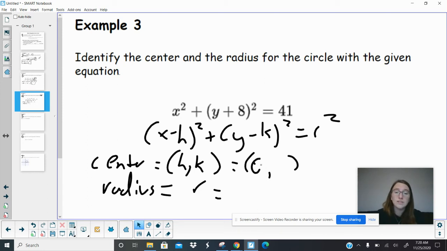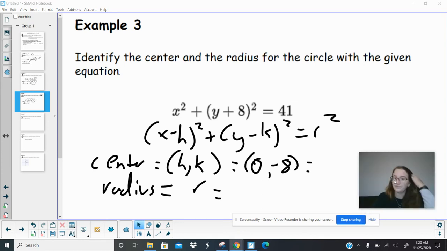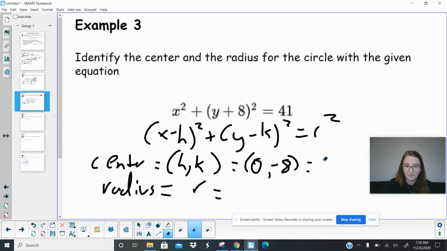So if you don't see anything in parentheses with the x or the y, that means that letter is going to be 0. So since the x is by itself, our h is 0. And then what is going to be our k? Here we see it as a +8. What am I going to write here? -8. It needs to be the opposite. Oh, oops, that's our answer.